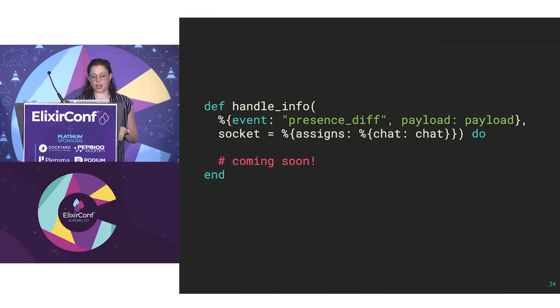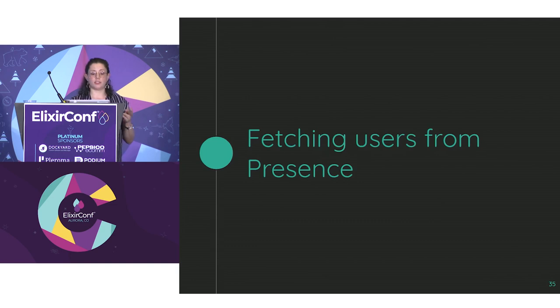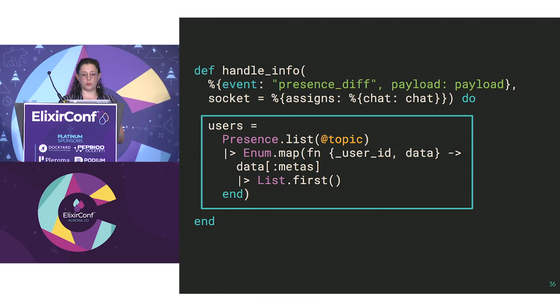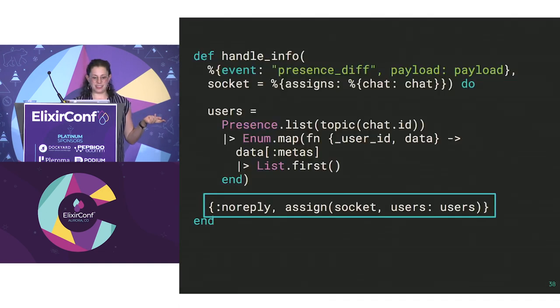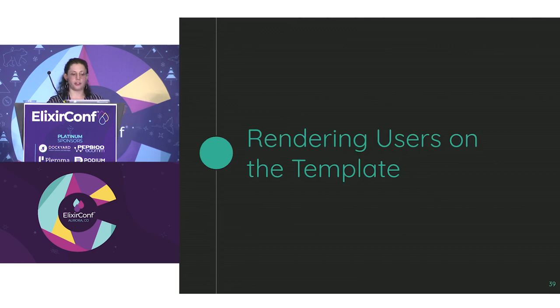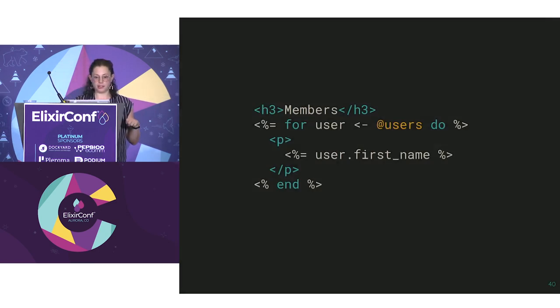This function has a couple of responsibilities. The first thing it needs to do is fetch the list of updated users from Presence, which we'll do with a call to Presence.list/1. We're saying, hey, Presence, give me all of the tracked presences for this topic. Then we're simply enumerating over the payload that we get back from Presence.list, plucking out the usernames so that we can update socket state, giving our socket assigns a key of users pointing to a value of this list of usernames, which means that our users can now be rendered on the template.